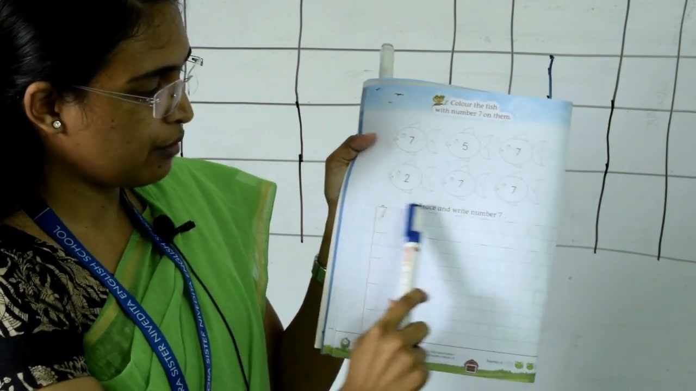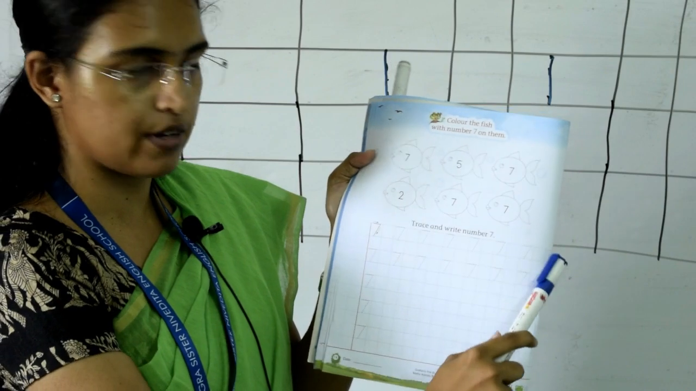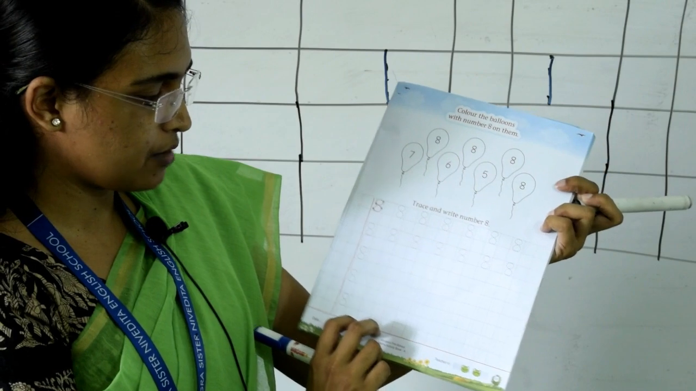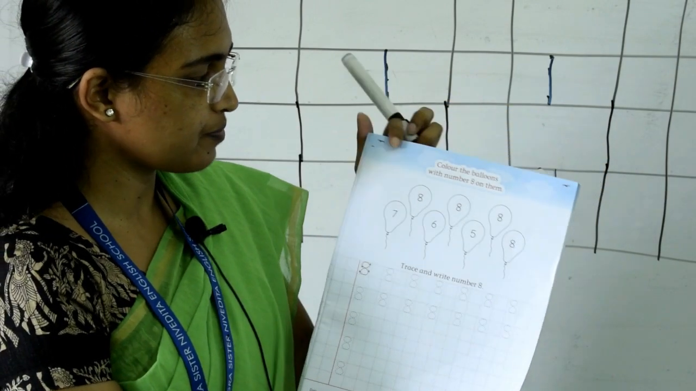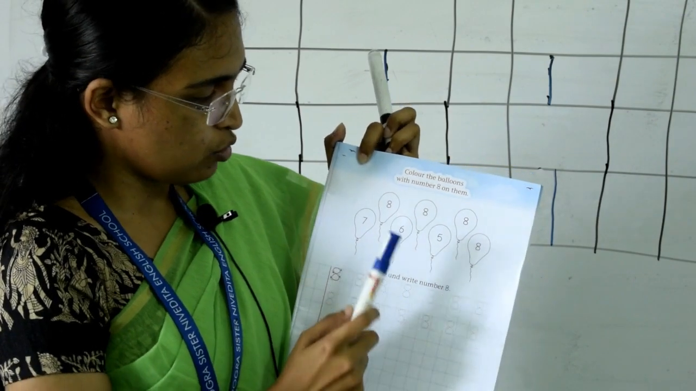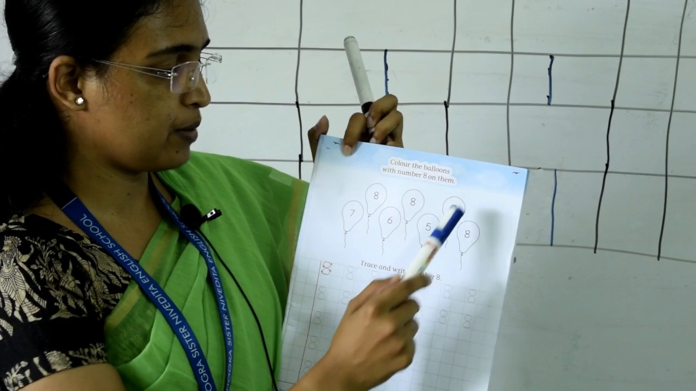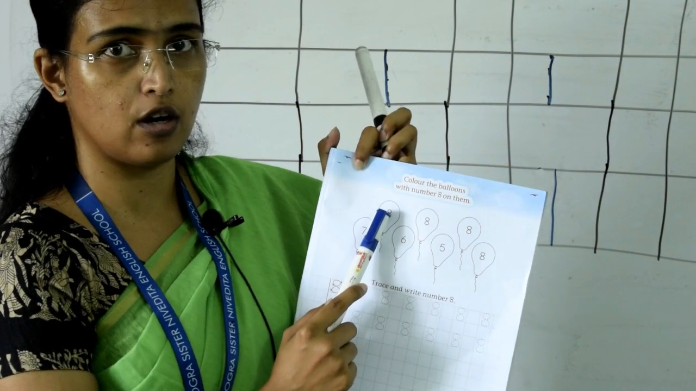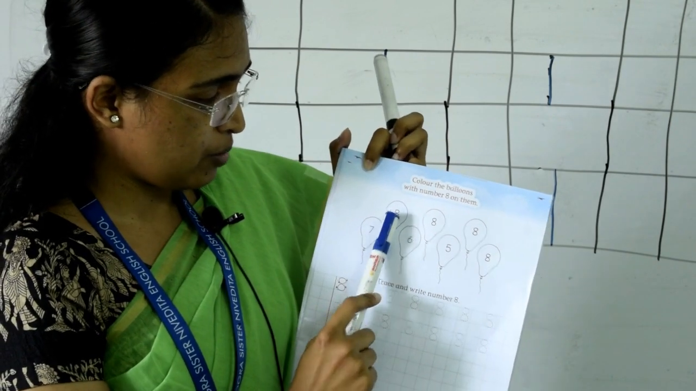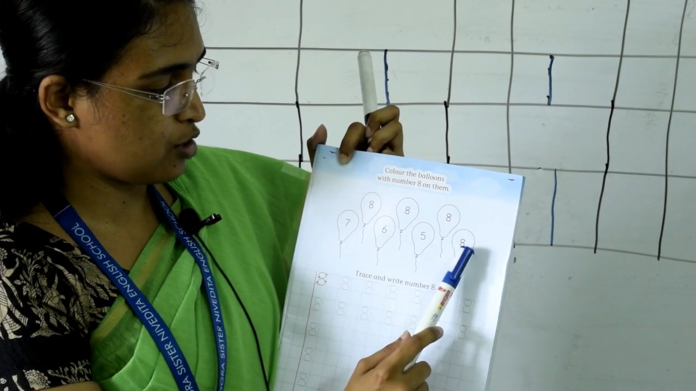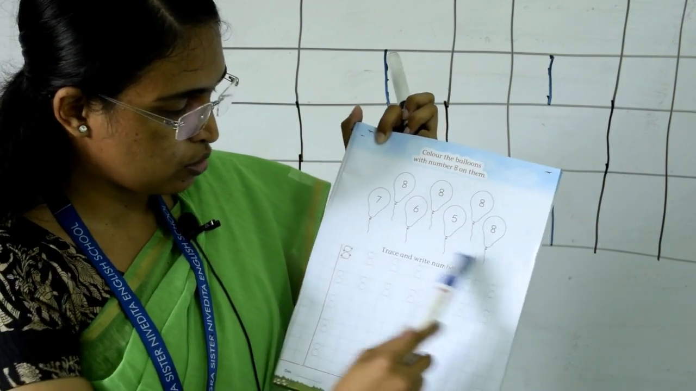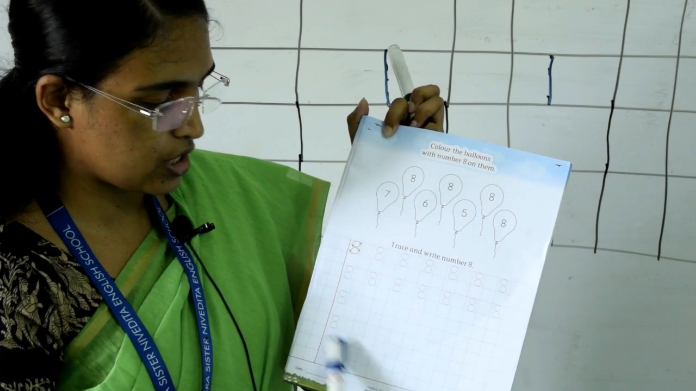After this, what you have to do, you have to trace the number 7, then you have to write it by yourself. Okay, then come to page number 15. In this page again you have to color the balloons with number 8 on them. Those balloons which have number 8 written on them. Okay, so this one is number 8, this one is 8, this one is 8, and this one is 8. So you have to color these balloons. Now after this you have to trace the number 8 and write it here by yourself.